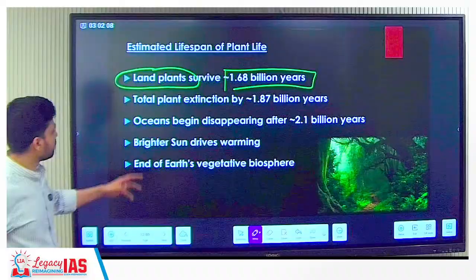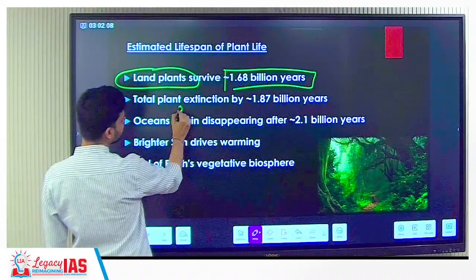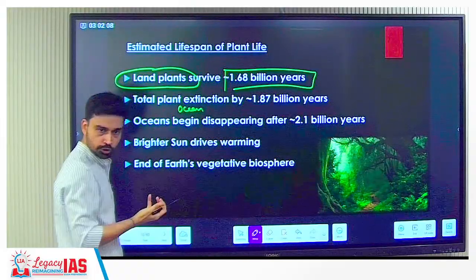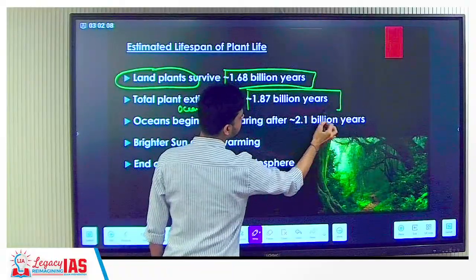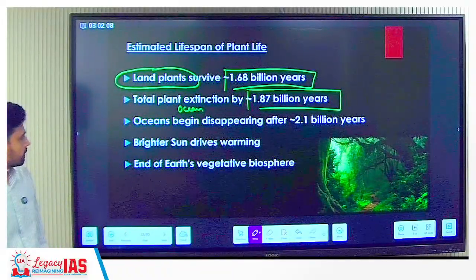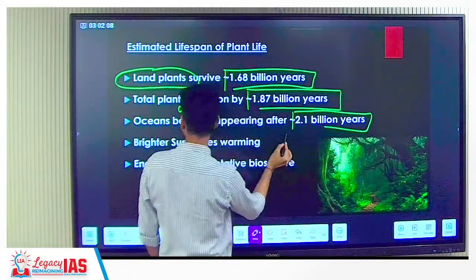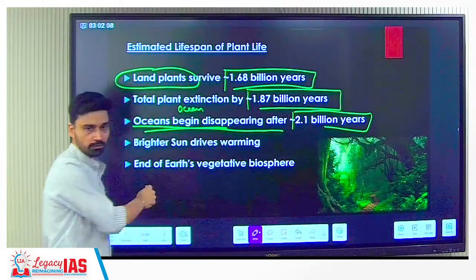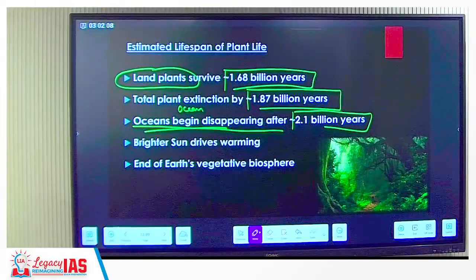Total plant extinction, right? Land plants means on the continental landmass. Apart from that, where else would you find plants? In the ocean also you have plants. So if you consider ocean plants, they will become extinct by how many years? 1.87 billion years. And about 2.1 billion years from now, what would we expect? The oceans, which cover 70% of our Earth's surface, would start to disappear.